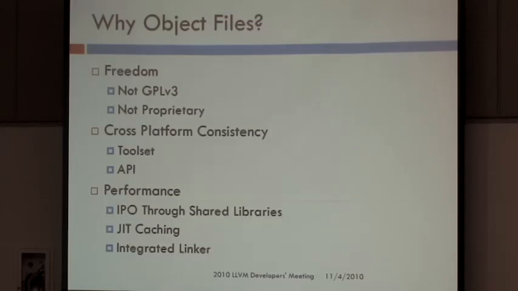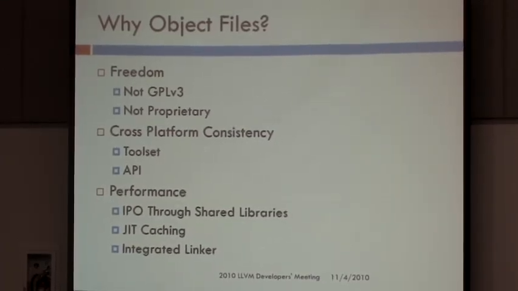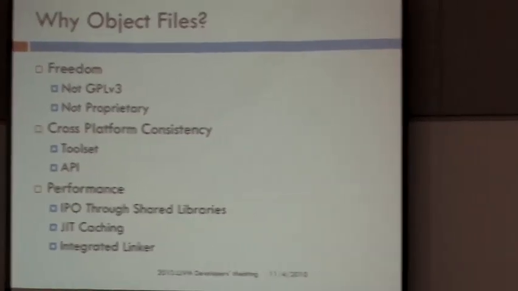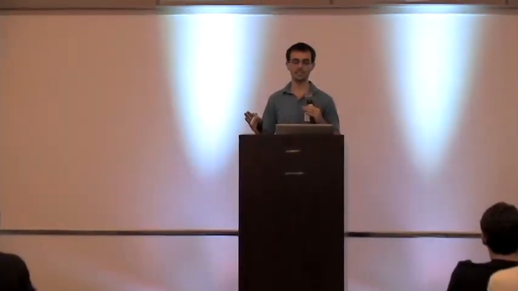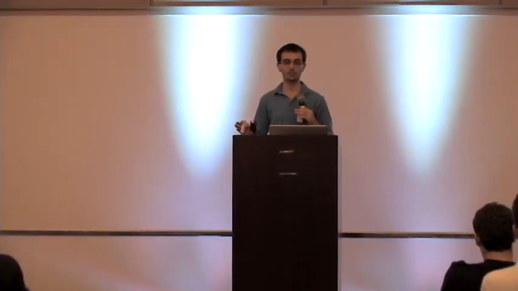The other one we talked about earlier is JIT caching, which is running the JIT and then storing that into an object file, so the next time you want to run that program, you don't have to load any LLVM, you just have to directly tell the system to load the binary.